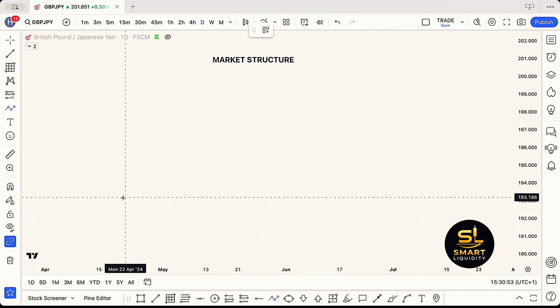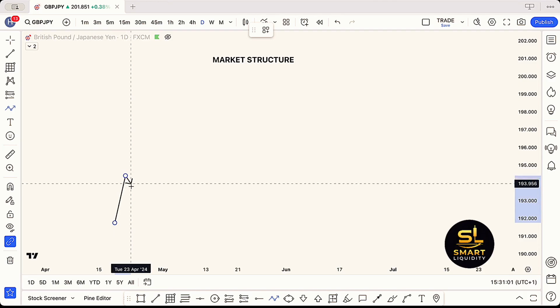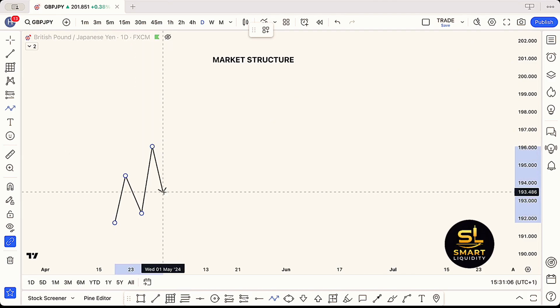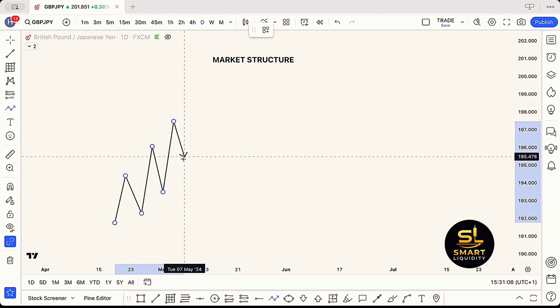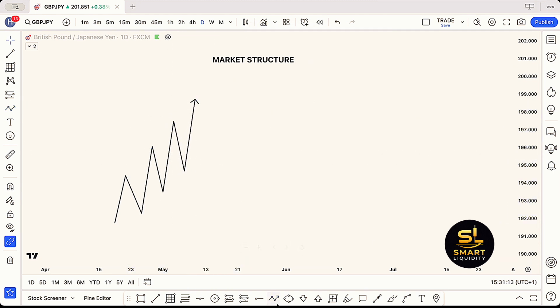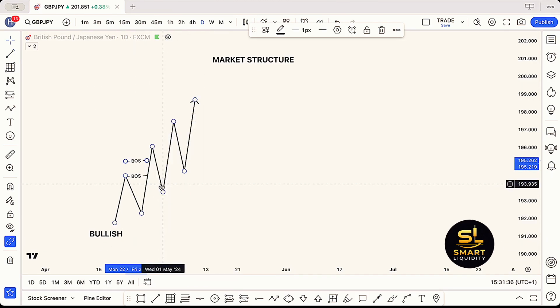When it comes to the market structure, there are three types of market structure. We have when the market is giving higher highs and higher lows. Now breaking structure to the upside, higher highs, higher lows, higher highs and higher lows. Now when the market is behaving this way, that simply means we are bullish. This is a bullish market structure. Then when you see the market breaking structure to the upside like this, playing out key levels to the upside, that indicates a bullish trend.